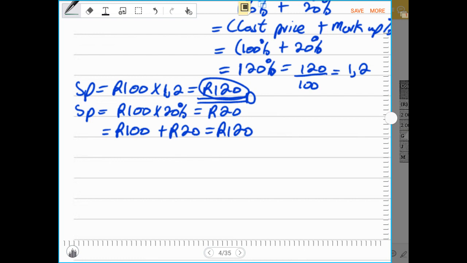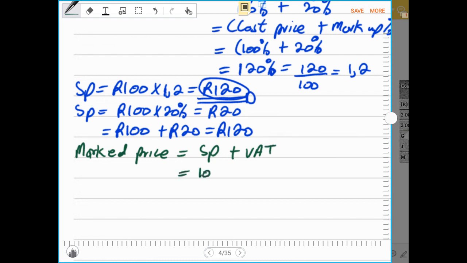Remember, markup price is the selling price plus VAT. But selling price is equal to cost price plus markup percentage. So now we are calculating what is called the marked price, and the marked price is equal to selling price plus VAT.